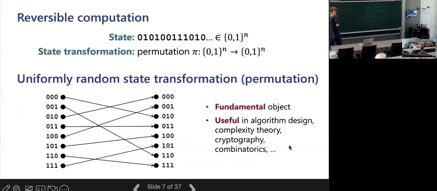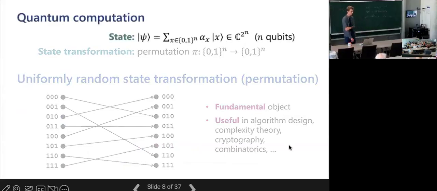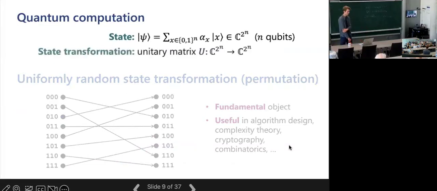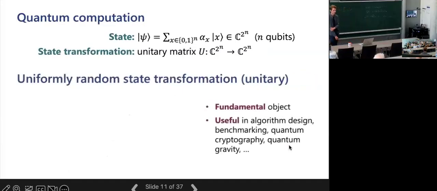Let's begin by defining what uniformly random unitaries look like. We'll start from the classical picture and just replace things. As we all know, a quantum state on n qubits is a vector in a 2 to the n-dimensional Hilbert space. And a state transformation is a unitary matrix on that Hilbert space. And again, we want to study uniformly random state transformations, or unitaries.